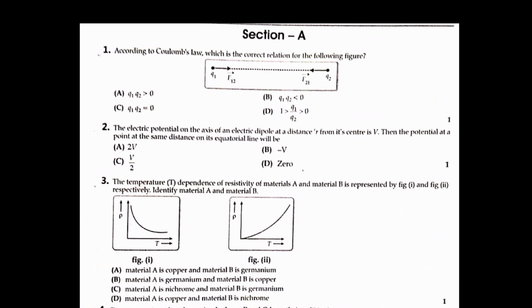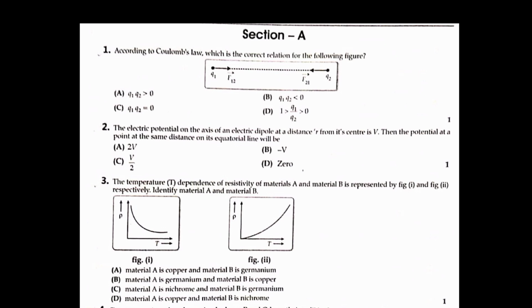So in this case, which of the following options will be the correct option? The options are: A, Q1 Q2 greater than 0; option B, Q1 Q2 less than 0; option C, Q1 Q2 is equal to 0; and option D, 1 greater than Q1 by Q2 greater than 0.